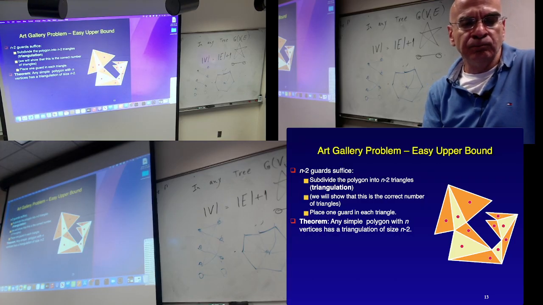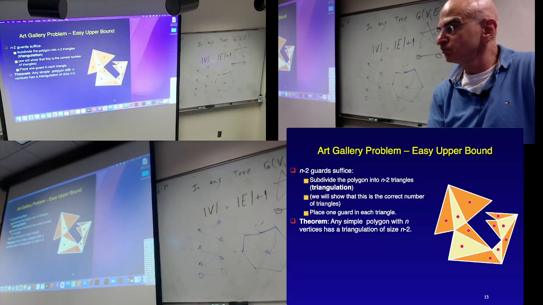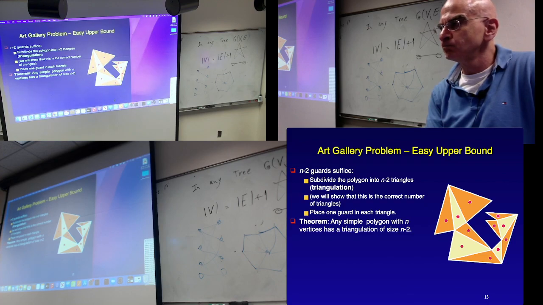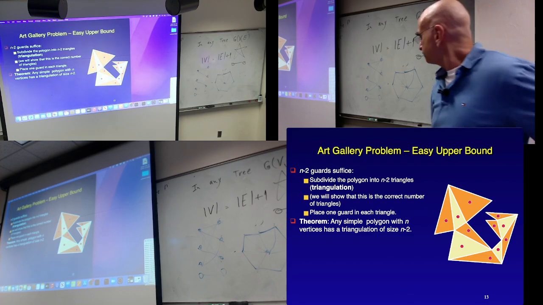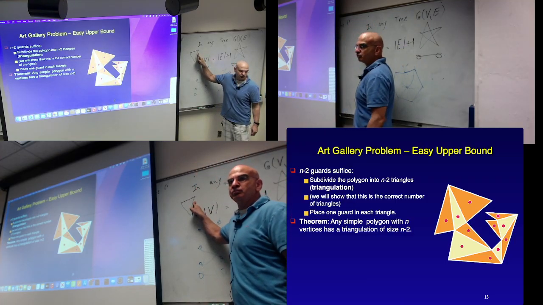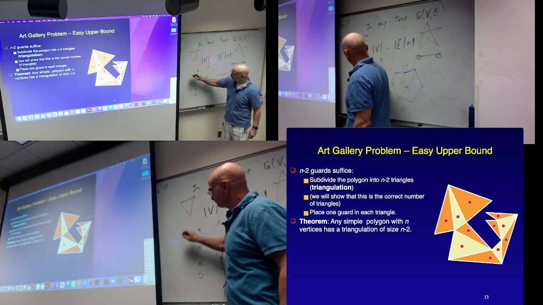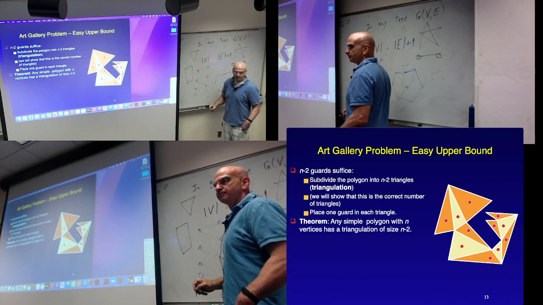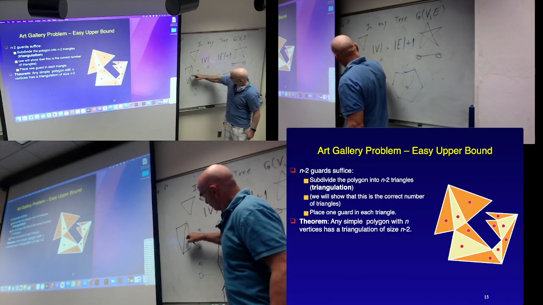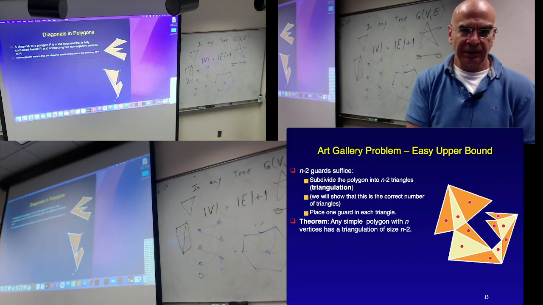Okay, so theorem: any simple polygon with n vertices has a triangulation with n minus 2 triangles. Example, n equals 3. 3 minus 2 equals 1. There is one triangle. N equals 4, it is 2 triangles. Let's prove it in general.